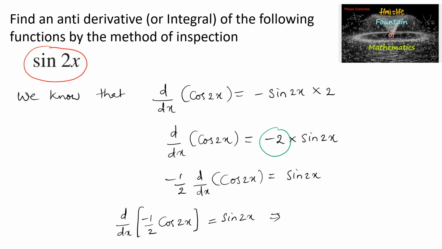So which implies that the derivative of a function is sin 2x. So we can say that the antiderivative of sin 2x is minus 1 by 2 cos 2x. So minus 1 by 2 cos 2x is the answer. Thank you.